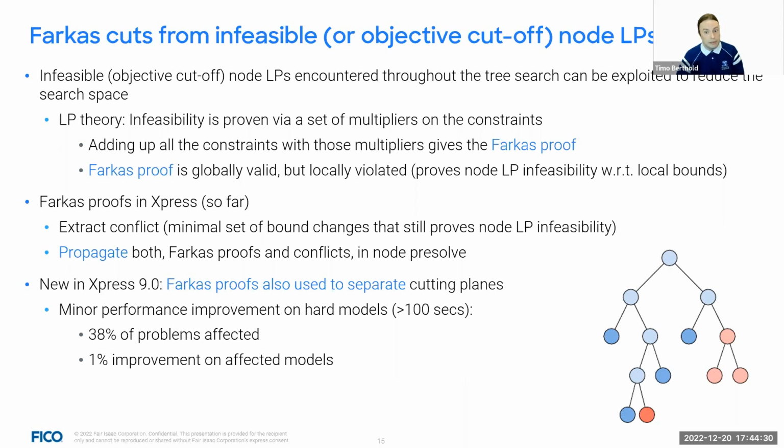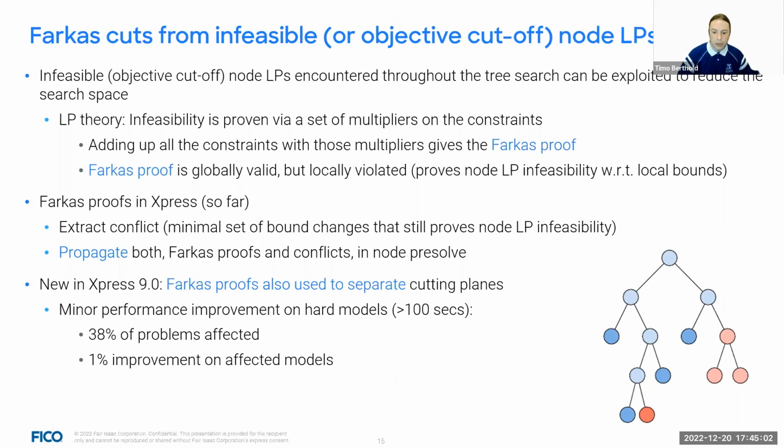And this infeasibility proof is a set of multipliers on the original constraints that, taken together with the local bounds, gives an unfulfillable constraint. So you aggregate constraints to get another constraint that is infeasible locally. Together with the global bounds, this aggregation is valid. And since you are just adding up valid constraints, this gives another valid yet redundant constraint.